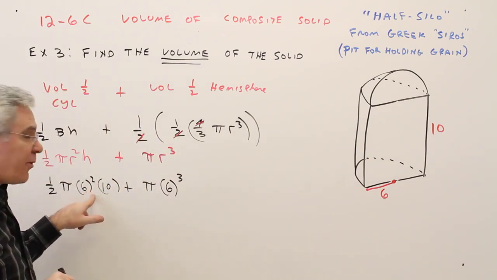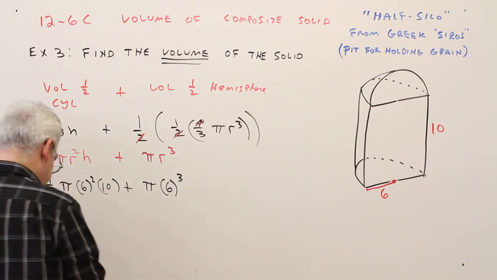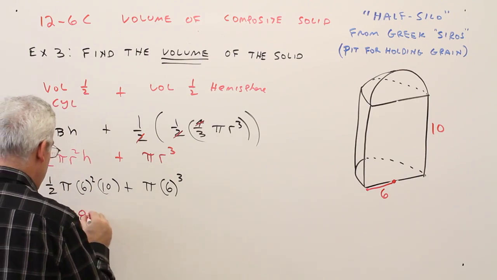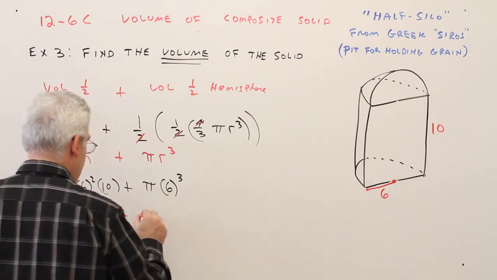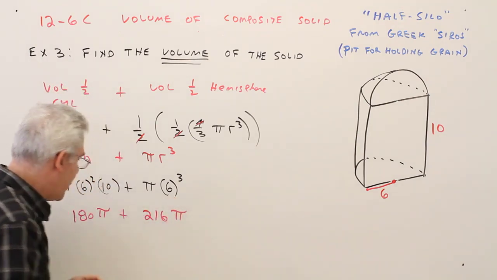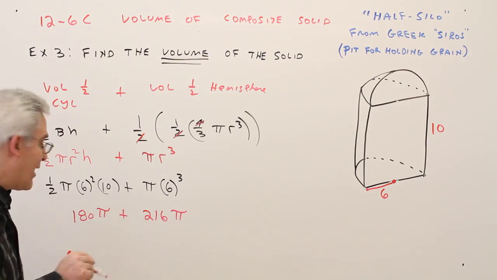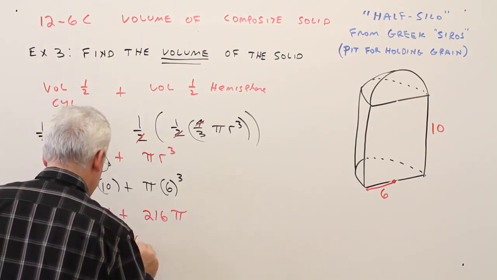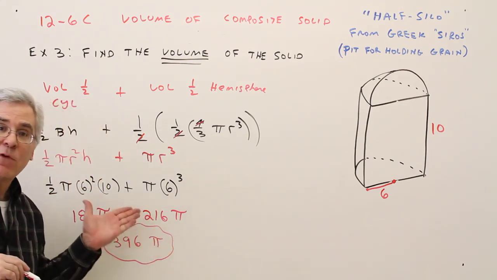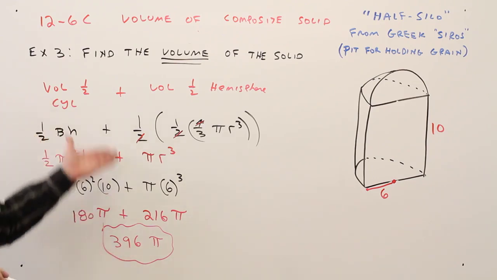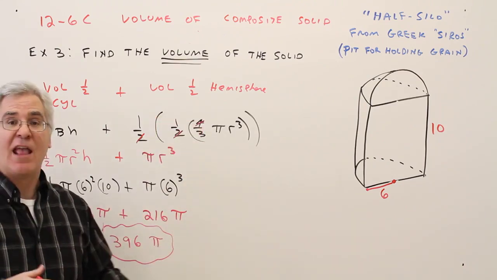All right, so this is going to be 36 divided by 2, 18 times 10, so 180 pi, plus 6 cubed, after a while you memorize it, 216, plus 216 pi. And I'm just going to add these together. So 180 plus 216 is 396 pi. No units were given, so again, leave your answer in exact simplified form. And there you have it. How to find the volume of a composite solid, or in this case, a half silo.